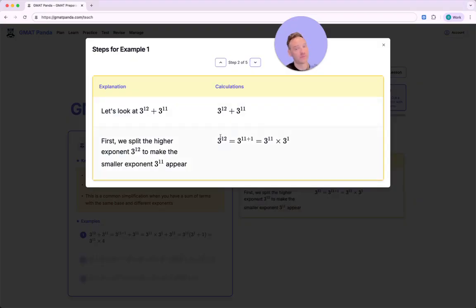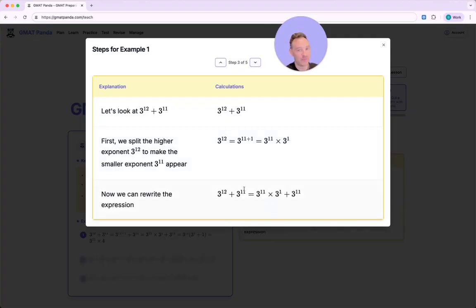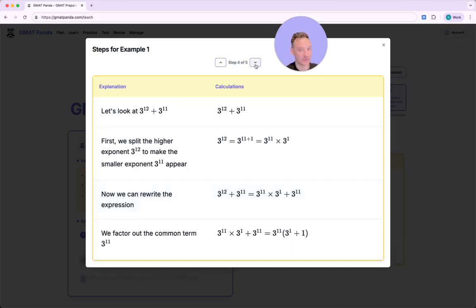Well, we can write 3 to the power of 12 as 3 to the power of 11 plus 1. And that plus 1 bit we can actually split out because that represents a times 3 to the power of 1. And therefore, 3 to the power of 12 plus 3 to the power of 11, we can write both of those values with the 3 to the power of 11 in them. And that's going to allow us to factor this 3 to the power of 11 out.